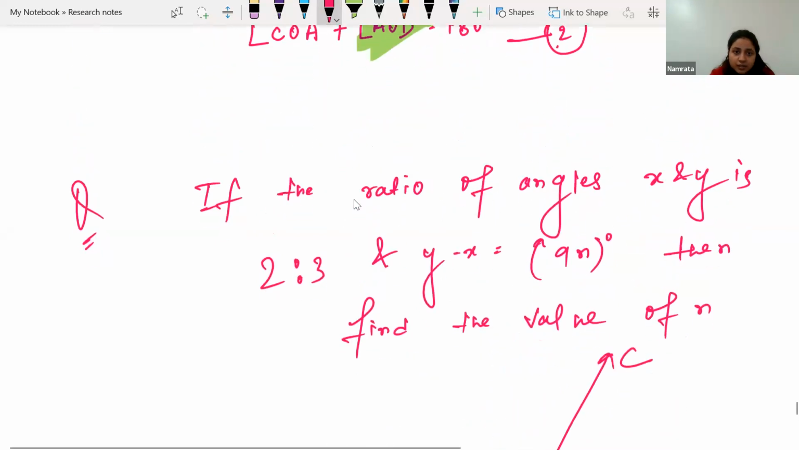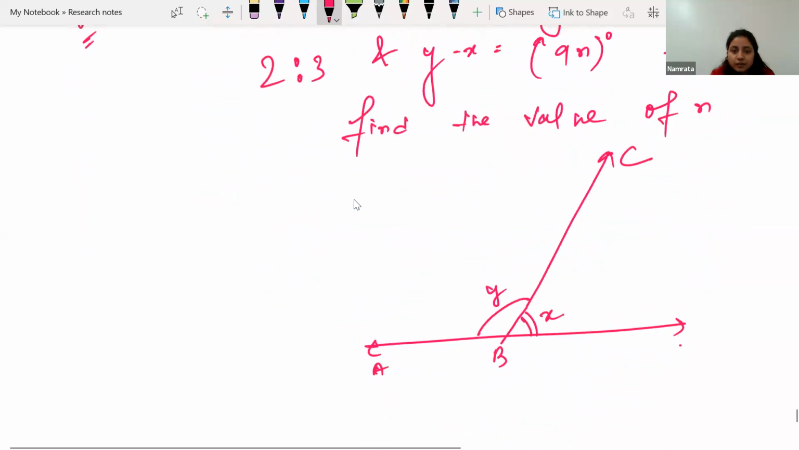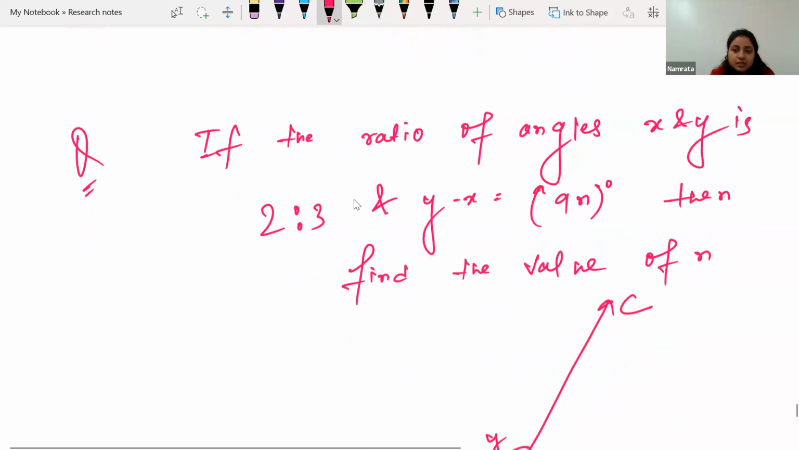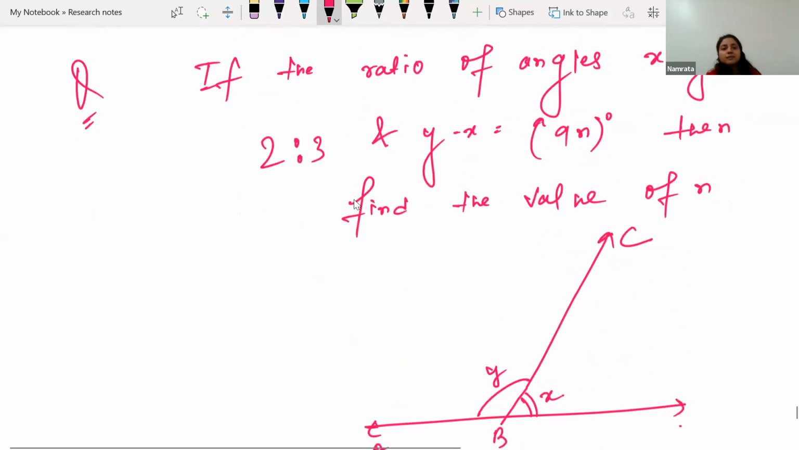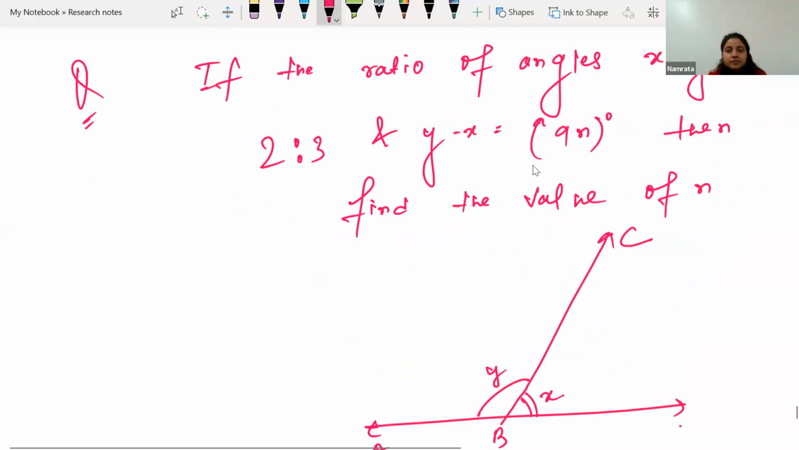So it is written in the question that the ratio of angles X and Y, as you can see X and Y over here, is 2:3, and also given as Y minus X is 9n, which is in degrees, then find the value of n. How can we do so? Let me know. Rumaisha is also there. Abdul is there. Arya is there. Anyone? I don't know, ma'am. Don't know? Yes, Rumaisha, what to do over here?